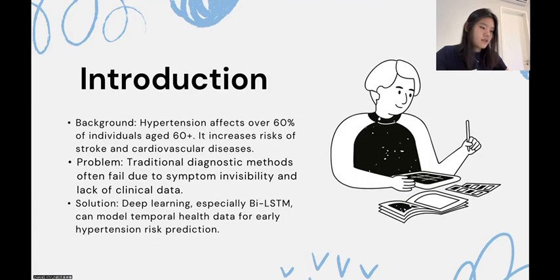Hypertension affects over 60% of people aged 60 and above. It is a key contributor to cardiovascular disease and mortality. However, many elderly patients go undiagnosed due to asymptomatic progression and lack of regular checkups. Deep learning, particularly bio-LSTM models, offers a promising solution by analyzing complex temporal health data to predict hypertension risk.